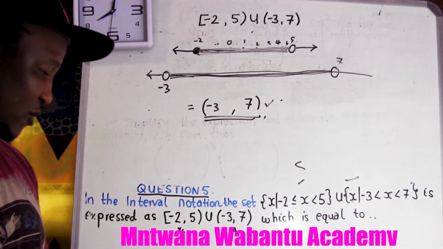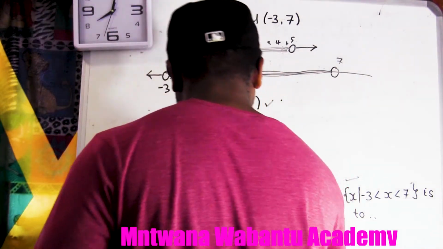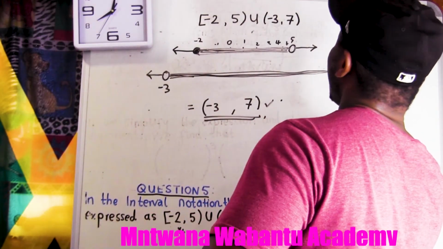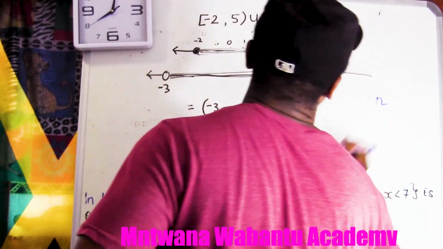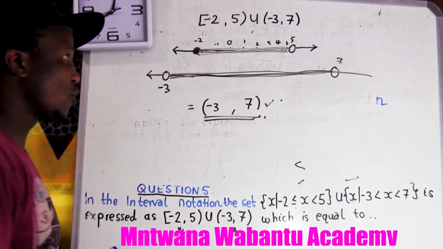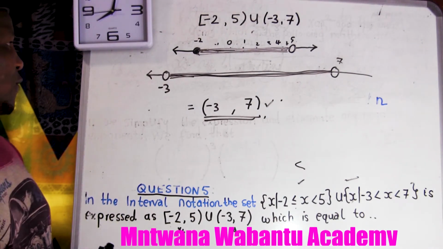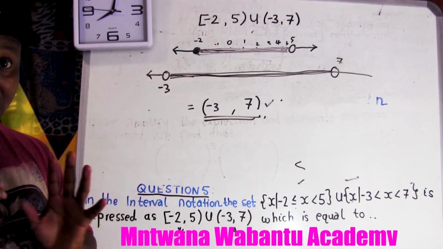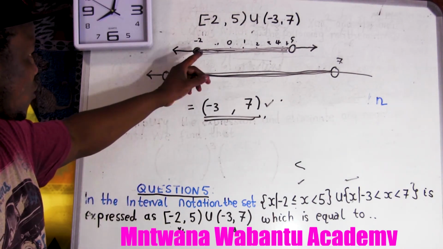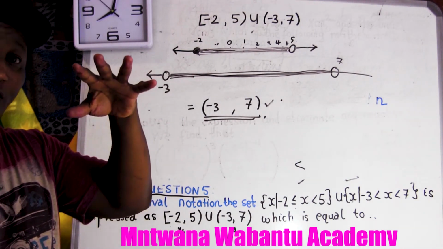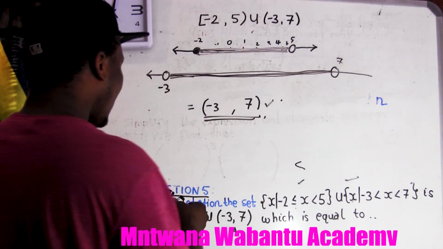Now let me challenge you. This is not part of the question I'm showing here, right? What if they ask for intersection? Let me show you. Where do they have something in common? Look guys, this is not part of the question, it's to make you understand. Intersection means where they have something in common. This here is where they have things in common, from here all the way to here.